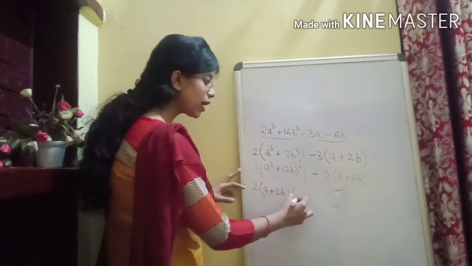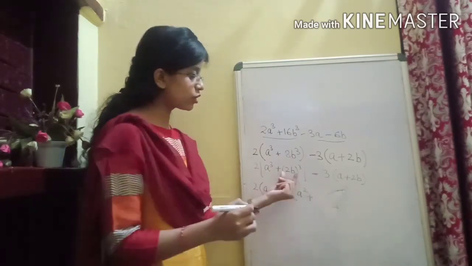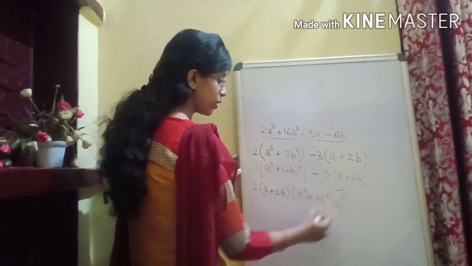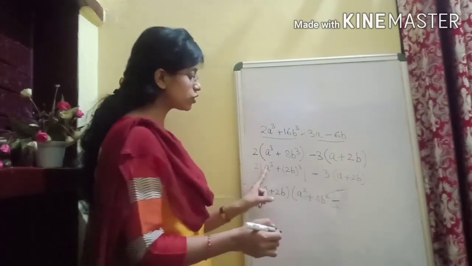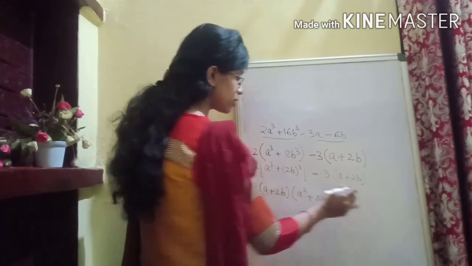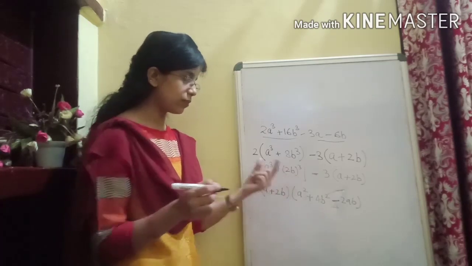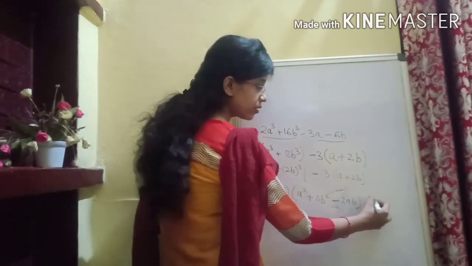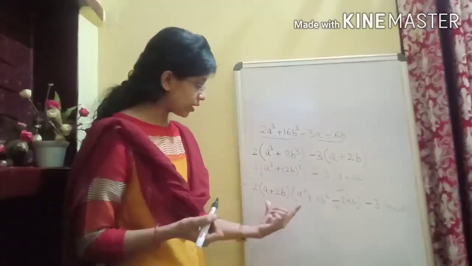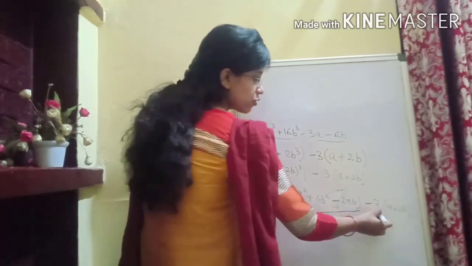Okay. In another bracket it is a square plus b square. What is your b? 2b. And when you square it, it will become 4b square. And minus ab. What is your a? A. What is your b? 2b. So it will be 2ab. Isn't it? So these two brackets are coming when we are applying the identity on this first term. And then we will write the second term, that is 3 times a plus 2b. Is it okay? Here, this is your first term and this is your second term.